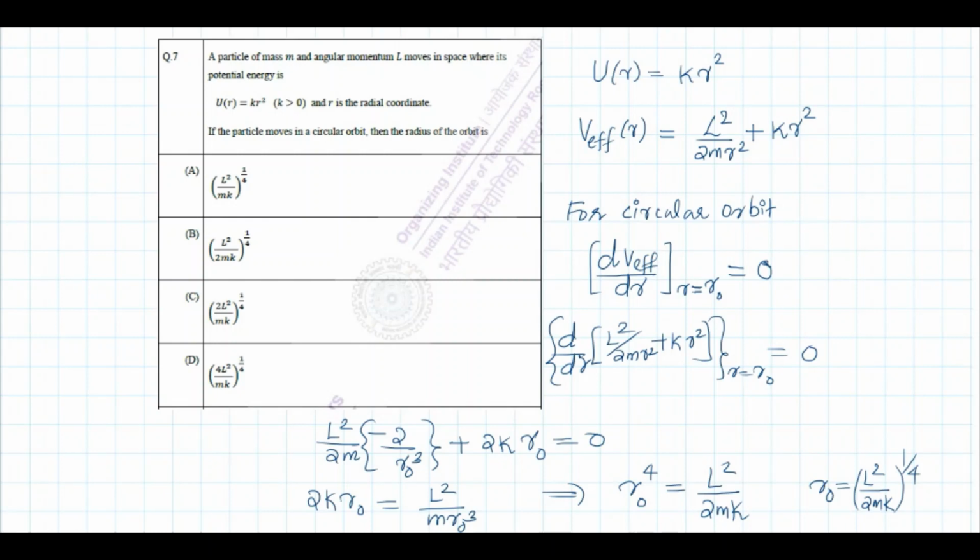The correct option is L square by 2mk the whole raised to 1 by 4. Answer is option B. Option B. I hope it is clear.